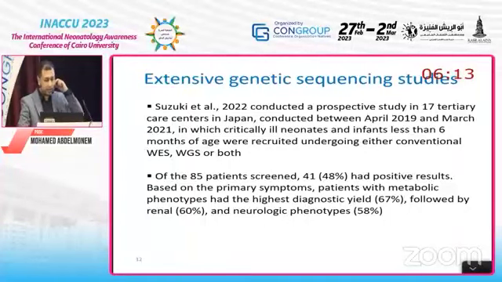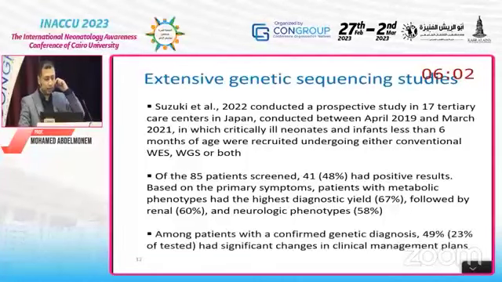And based on the primary symptoms, patients with metabolic phenotypes had the highest diagnostic yield, about 67%, followed by renal 60% and neurological phenotypes. Among patients with a confirmed genetic diagnosis, about 50% had significant changes in clinical management plans, and 23% of the total.